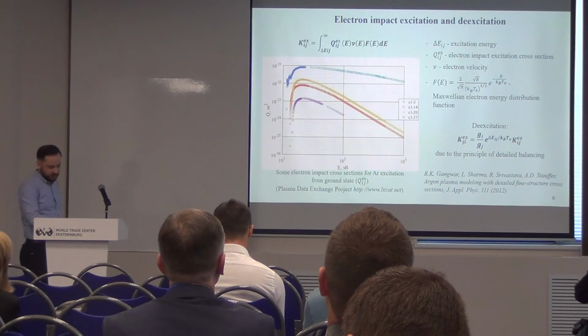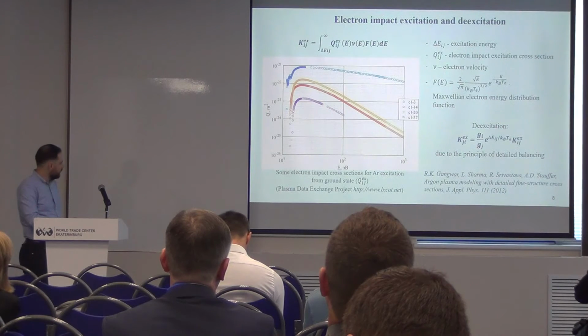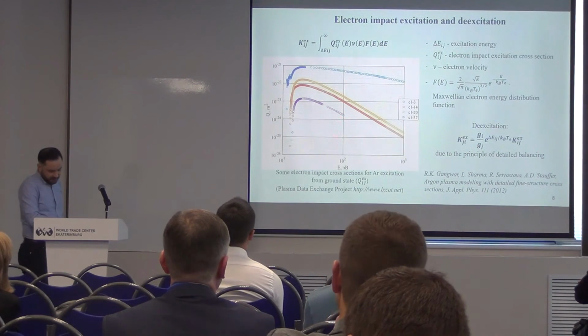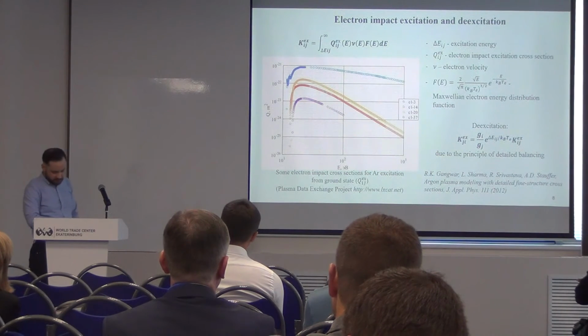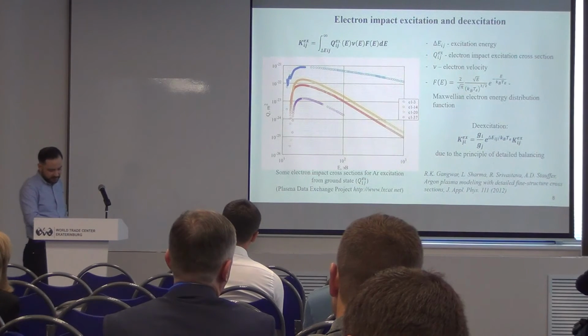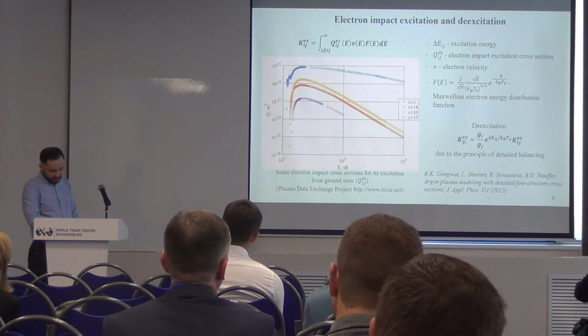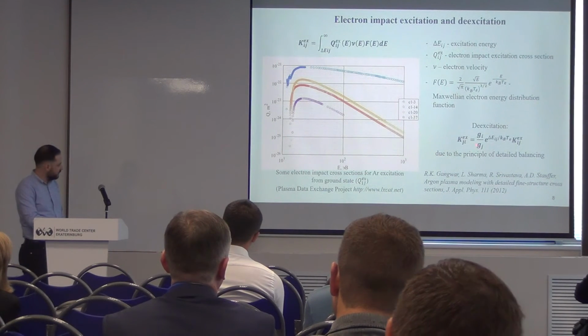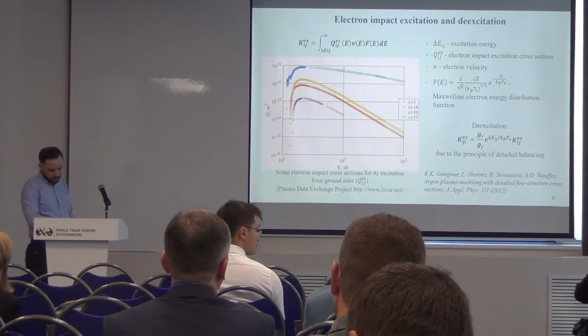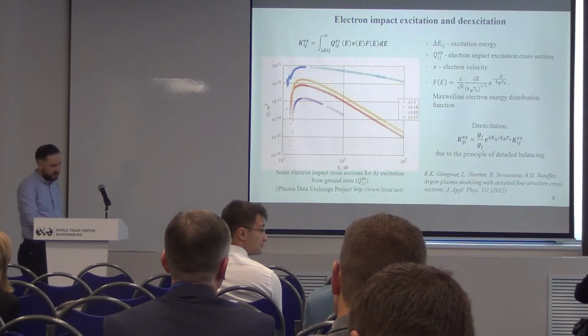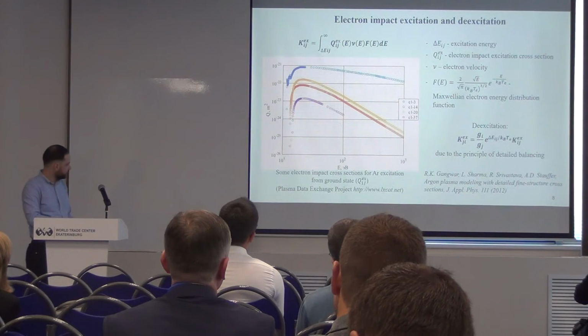Electron impact cross-sections for argon excitation from ground state were retrieved from the plasma data exchange project, and here you can see some of them. Cross sections for excitation from one metastable state to another were retrieved from this article. De-excitation coefficients here were calculated in accordance with the detailed balancing principle.